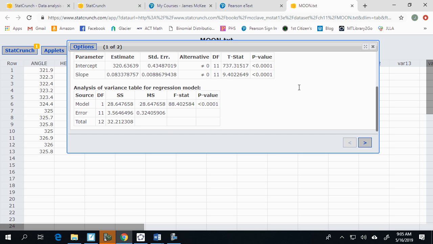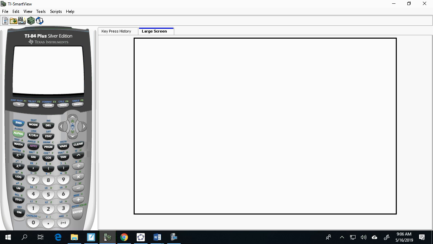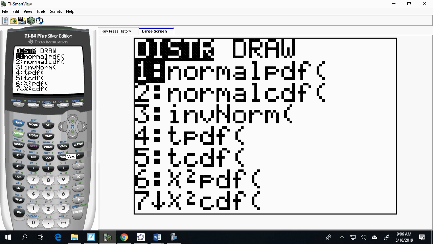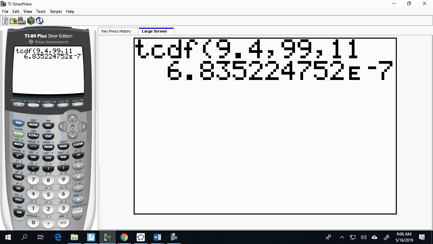So you should be able to calculate this and the p-value. So how do you get from here to the p-value? I'm sort of glossing over that. How do you get a p-value from 9.4? Remember tcdf? We're going from 9.4 to 99, and on this one you have to put in the degrees of freedom as well. So we'll say 11 degrees of freedom. Okay? So that's where you get the p-value for the t statistic. All right?